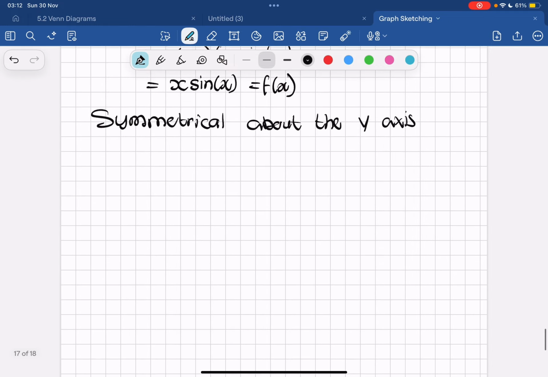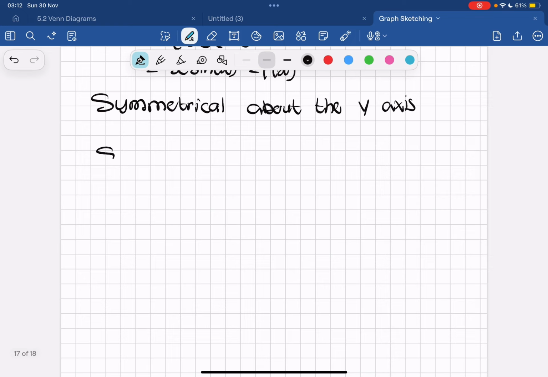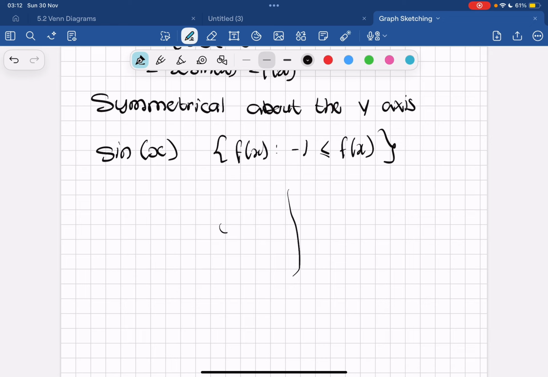So now let's consider our range. Well, the range of sine of x is just f of x, where f of x is between minus 1 and 1. So if we sketch our graph of sine x, not the best of sketches, but it will work.